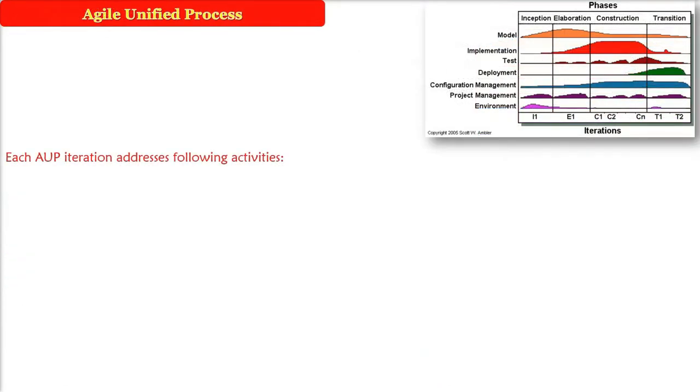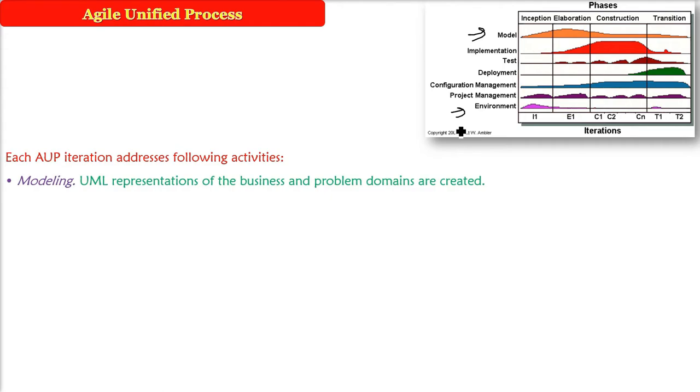Each AUP iteration also addresses certain activities from model till environment. So what does this contain? What do we do in model? What do we do in test in the agile unified process? Let us start with modeling.